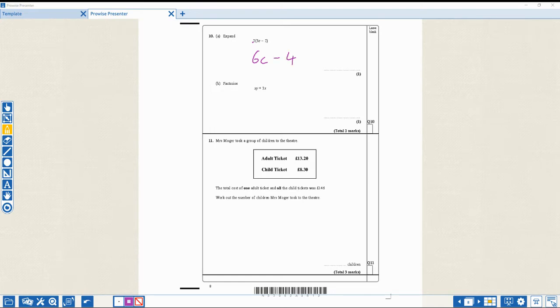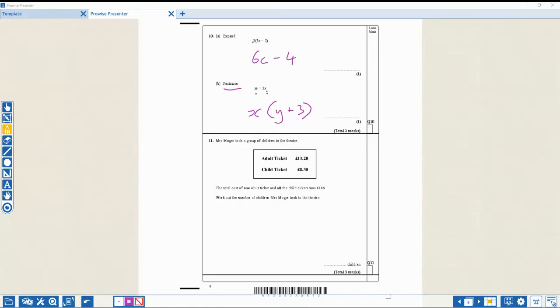Part B, factorizing. So that means the other way around, you put the brackets in. So if you look at both terms, we've got an x in both terms, haven't we? X there and an x there. So we take out the x, put that at the front of the single bracket. And what do we times x by to get xy? Times by y. And what do we times x by to get 3x? We times it by 3. So there's an answer there, x brackets y plus 3. You multiply the brackets back out, you get back to the question xy plus 3x.